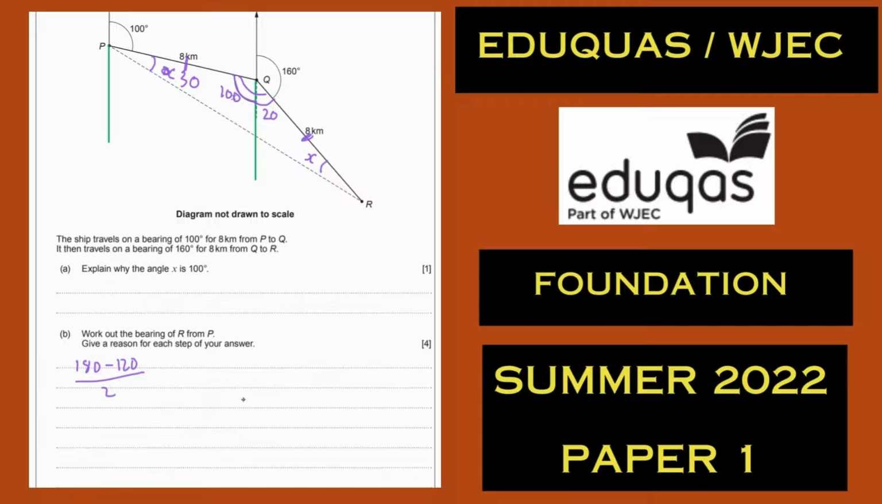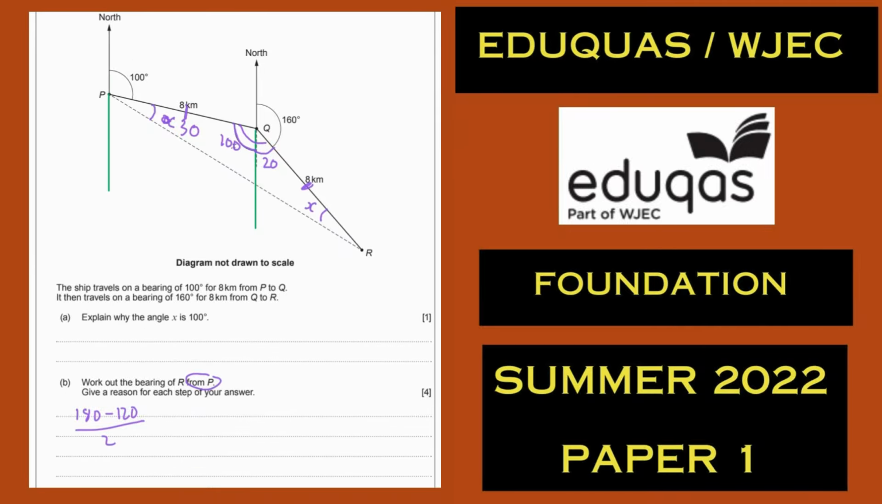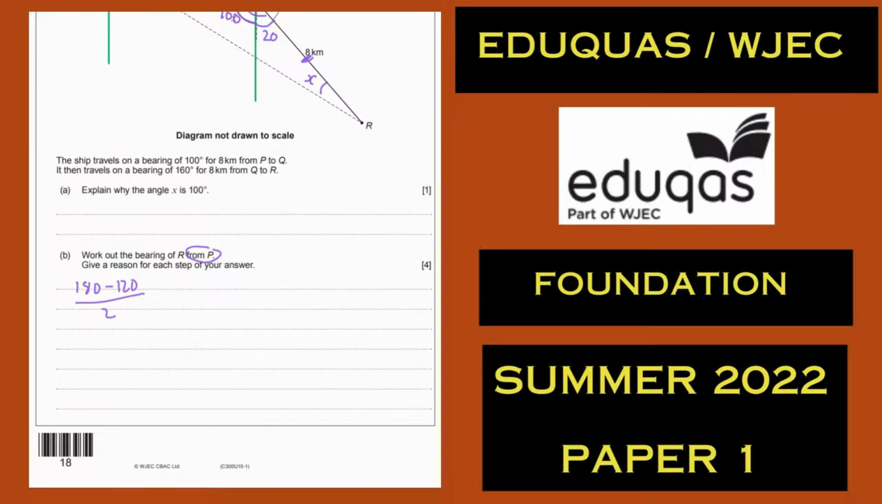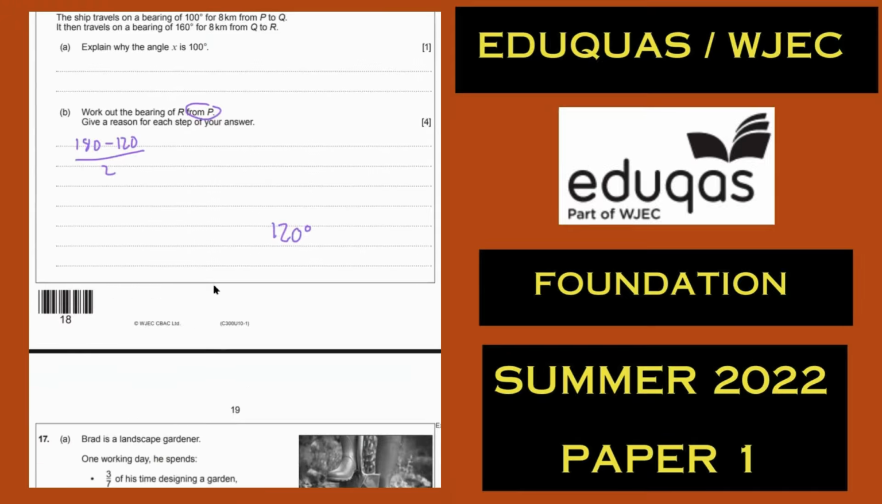Work out the bearing of R from P. So from P means you are stood at P, facing north, turning clockwise. You're turning the 100 and the extra 20. There's your bearing, 120 degrees. Tough spot that, because it looks like it's all about the angles, which it is, but it's the lengths that tell you it's isosceles.